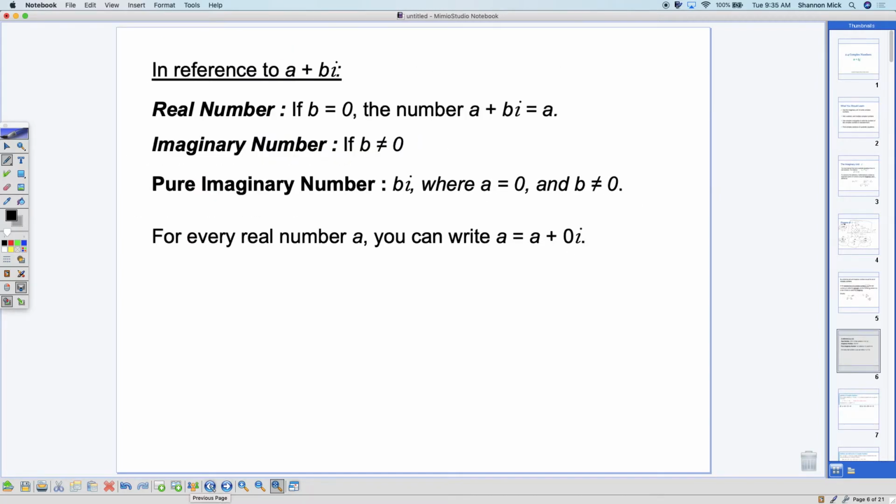Okay, in reference to a plus bi, real numbers, if b is 0, so if b is 0 right here, I'm just left with a. It's just a real number. It's not an imaginary number, right? Mm-hmm. Okay.